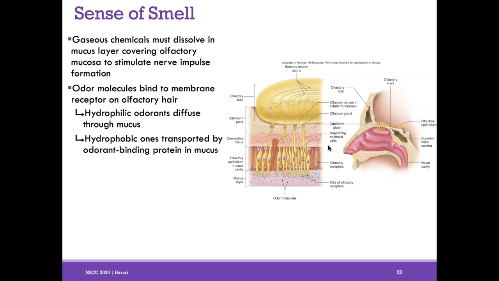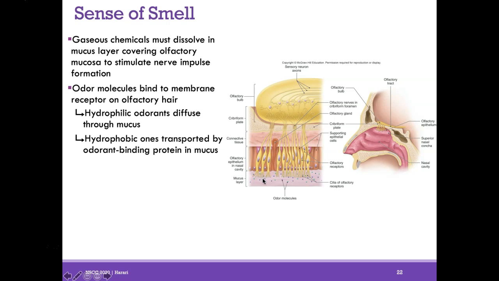And there are two types of odorant molecules. They could be either hydrophilic, which can go directly through the mucus and interact with the cilia, these olfactory cilia, or the hydrophobic ones that can't interact with the watery mucus, which have to bind to special proteins that help transport the odor molecule through the mucus so they can interact with the cilia of the olfactory receptors.